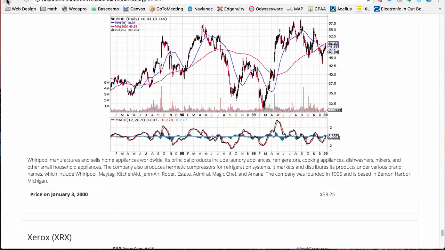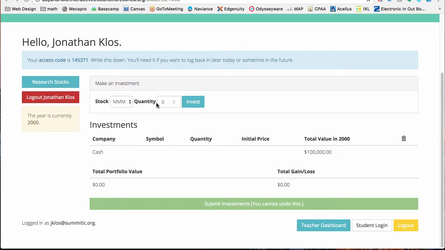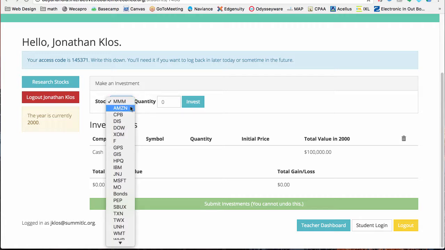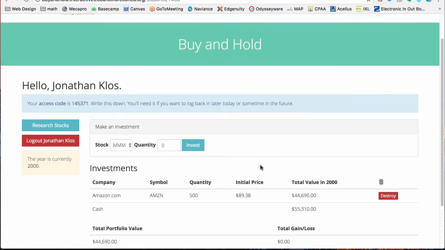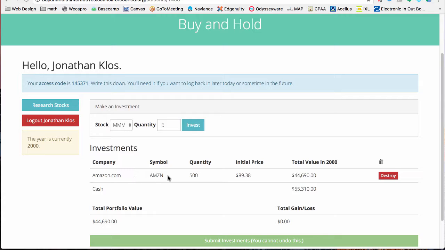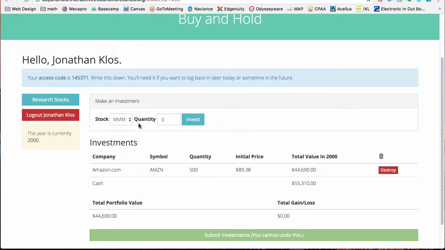So let's go back here. And I'm going to pick, let's pick 500 of Amazon and see how much that gives us. All right, so Amazon.com. Buying 500 shares cost us $44,000. So we're actually almost halfway to our 100,000. So let's buy a little bit of Disney. Let's buy 250 Disney.